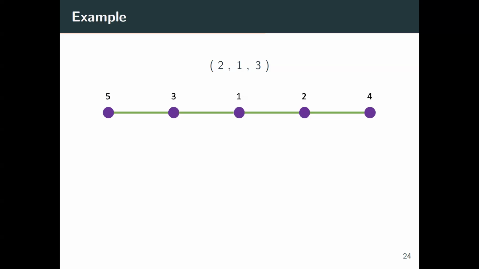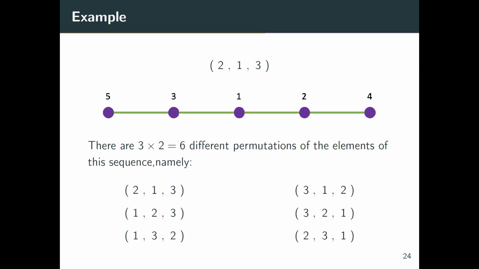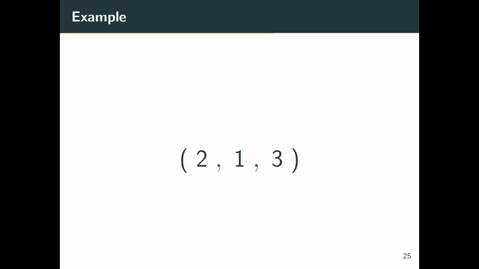So, for example, here we have a path graph with 5 vertices, and its Prüfer sequence is 2, 1, 3. The vertices of the Prüfer sequence graph will be all the 6 permutations of the elements of this sequence. That is 2, 1, 3; 1, 2, 3; 1, 3, 2; 3, 1, 2; 3, 2, 1; 2, 3, 1.